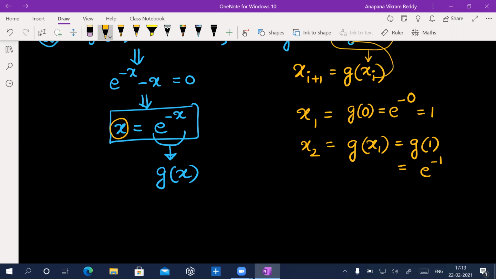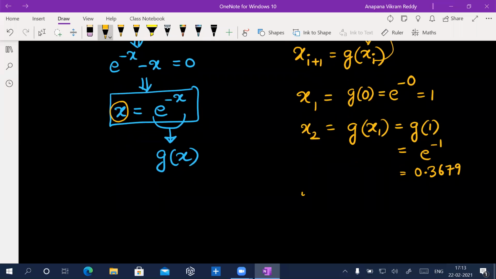So what is e power minus 1? It is some 0.3679, right? Yes, sir. Now x3 is very simple. There's no big deal. Just find these things, it's enough. So now you have to find this.